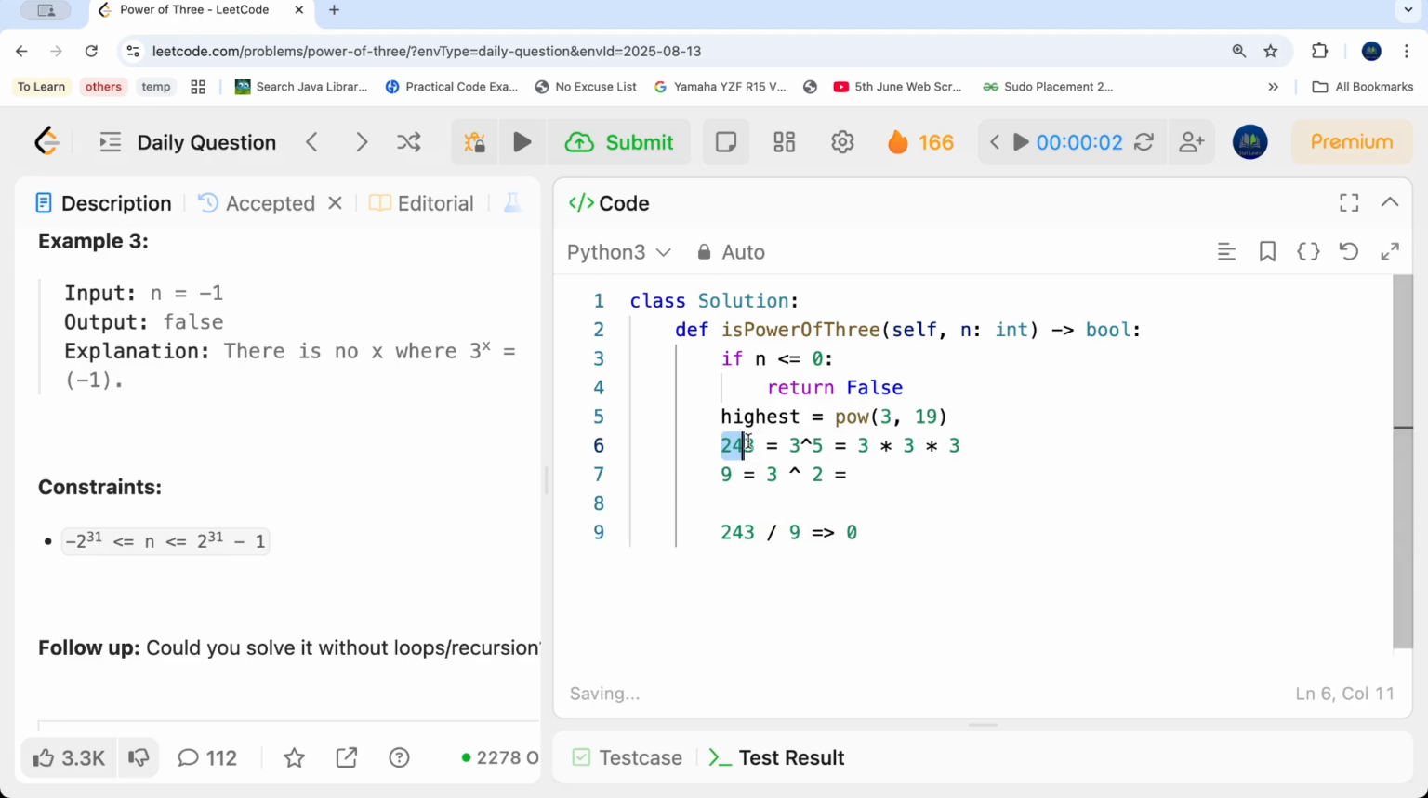But let us say you divide 243 by a number which is not a power of 3. Let us say you divide it by 8. Then you will definitely have a remainder left. I think in this case the remainder will be 3.